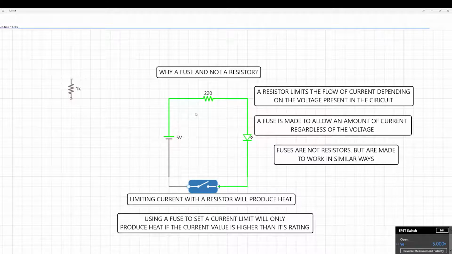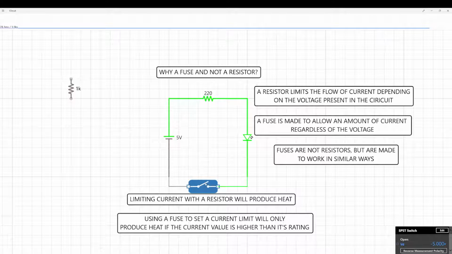Just key points here. A fuse is made to allow an amount of current regardless of the voltage. So it is set to a rating, 1 amp, 2 amp, milliamps, whatever the rating is, no matter the input voltage, it will always contain that rating. And if the voltage allows a current to be produced that exceeds the rating, the fuse will become open. There are resettable fuses that, if the voltage returns the current level to within the rating of the fuse, will operate again functionally.